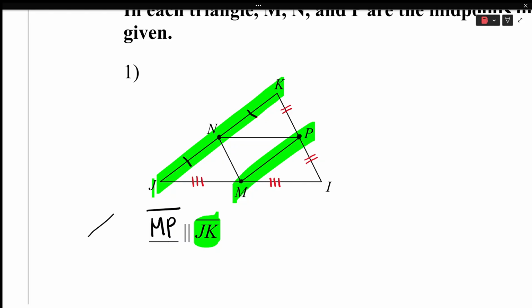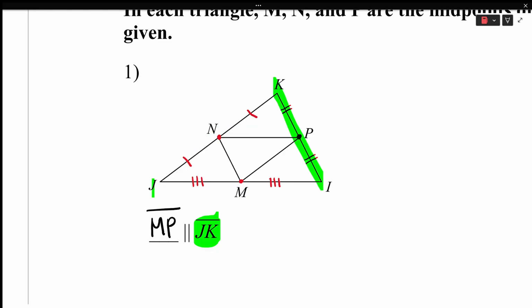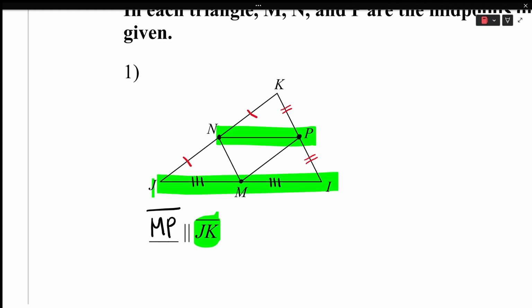They go in the same direction, right? If we extended these lines, they never meet, they never touch, they never cross. So that's parallel. If I asked you, what is parallel to KI, you should think NM. If I ask you what's parallel to NP, you should have thought JI. Okay? So parallel. Number 2, I'm going to trust that you can do number 2 on your own.